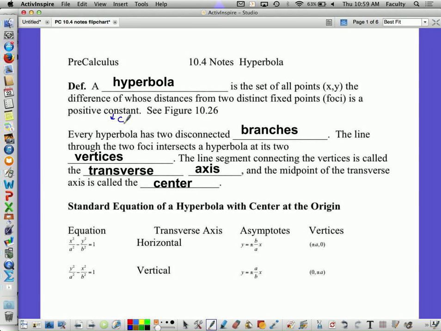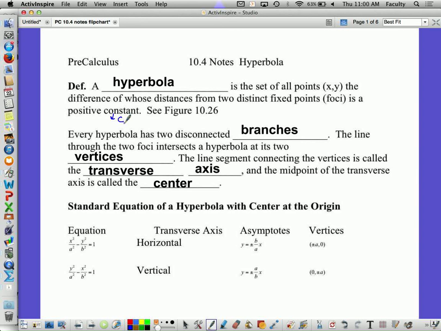Every hyperbola has two disconnected branches. The line through the two foci intersects a hyperbola at its two vertices. The line segment connecting the vertices is called the transverse axis. So remember how an ellipse has a major axis and a minor axis? Well, a hyperbola doesn't have that, but it has a transverse axis where the vertices are, so it's similar to the major axis. The midpoint of the transverse axis is called the center.